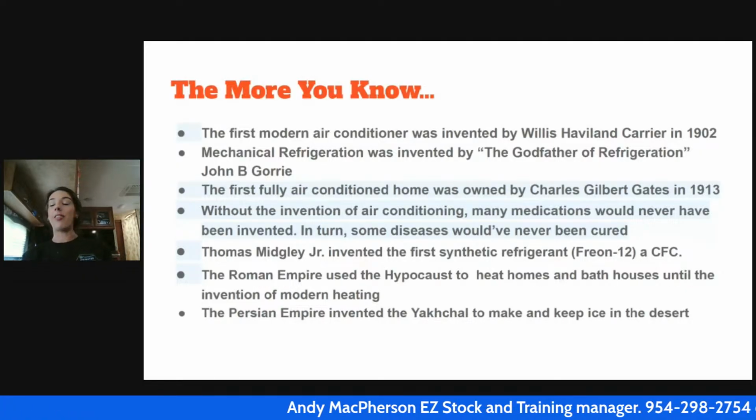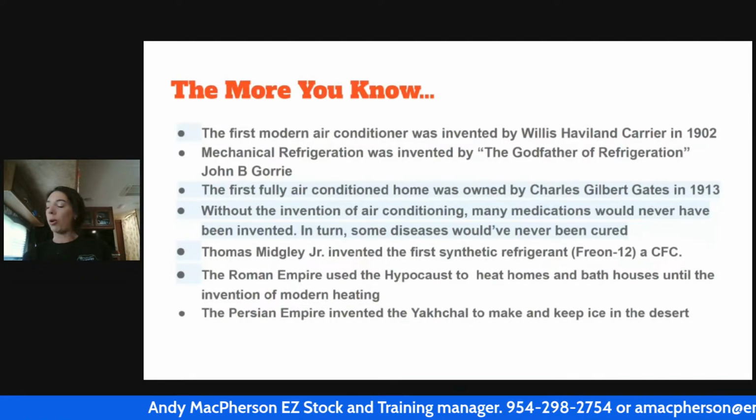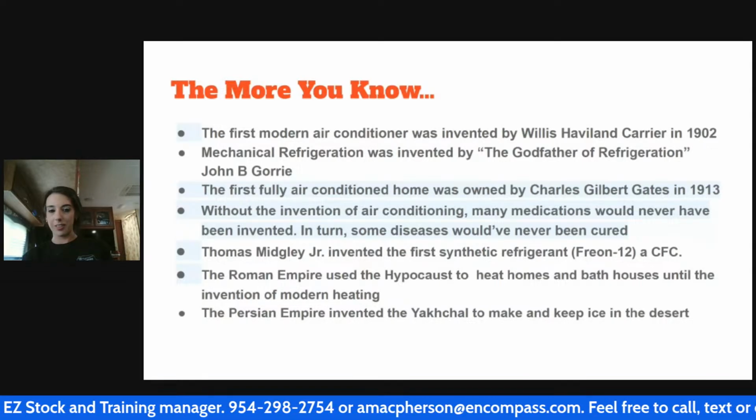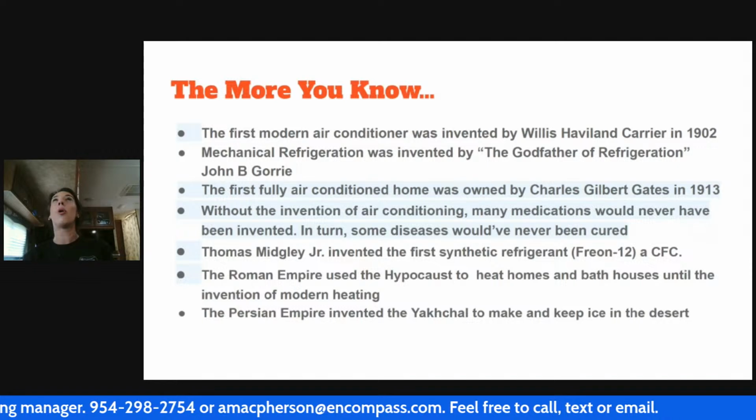If we couldn't invent things like that, we couldn't cure a whole lot of diseases and infections. And so there would be a lot more dead people right now. Air conditioning saves lives. It saves so many lives.